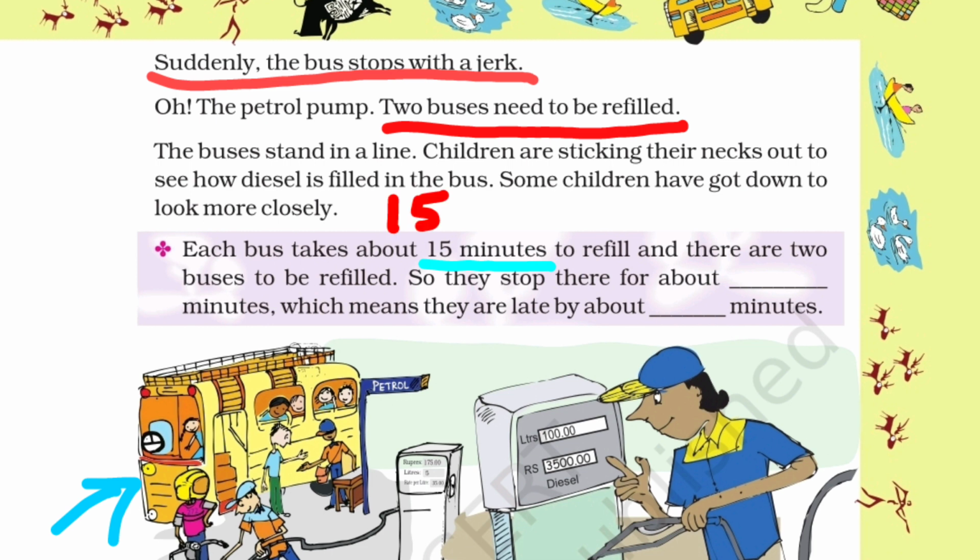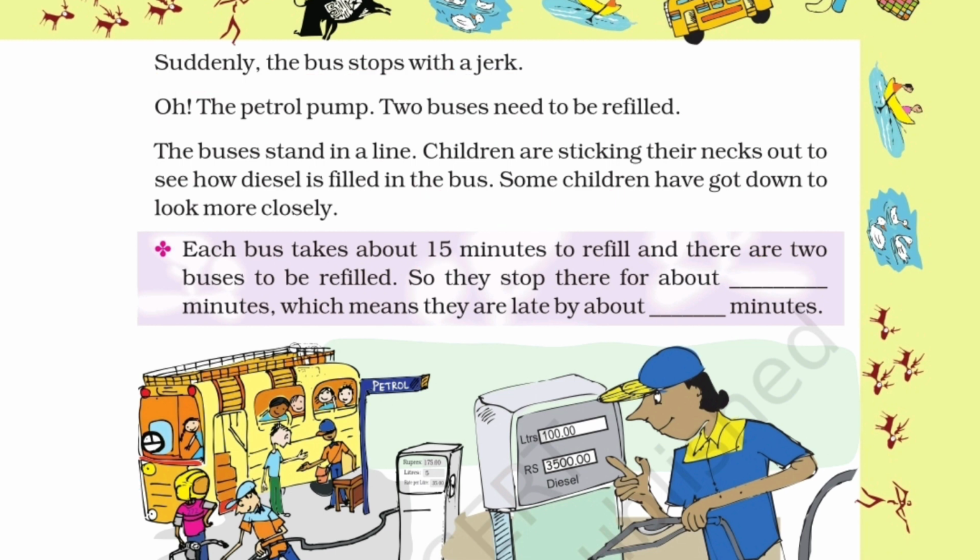So 1 bus takes 15 minutes. So we have 2 buses. So 15 into 2 is 30. So we have 30 minutes, which means they are late by about 30 minutes. Again, they are late by 30 minutes.